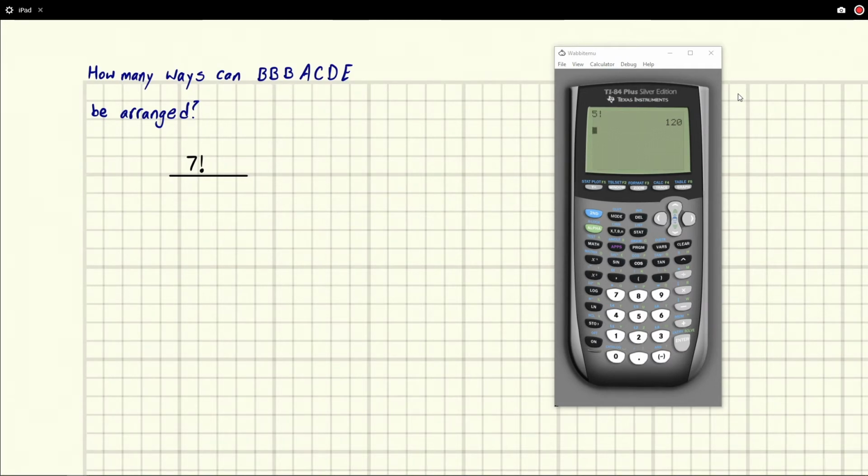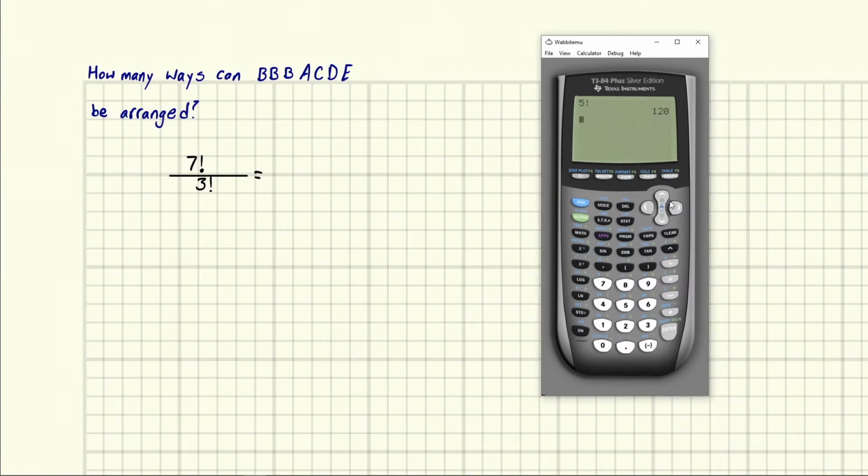So here, that would just be 3 factorial. That's how many ways we can swap around the 3 B's. So this would be our answer. And so this would be 7 factorial over 3 factorial. Type that in our calculator here. I'm going to put down parentheses, 7, math, probability, the number 4 to get the factorial, divided by parentheses, 3, math, probability. We go down to 4, and we're going to get 840 ways.